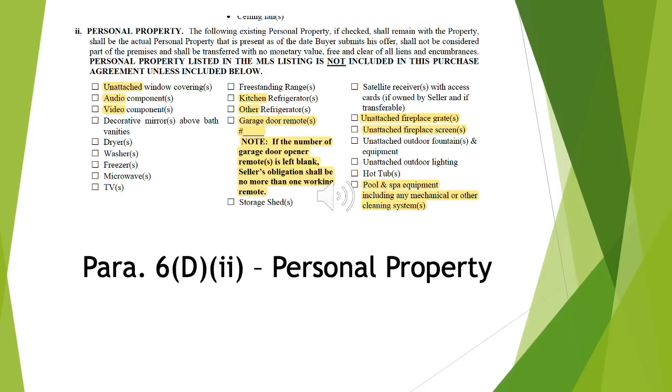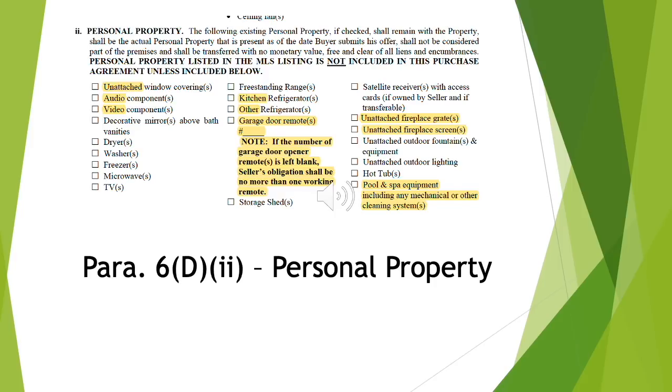In paragraph 62, our personal property paragraph, we made a few changes. You'll notice that we added unattached window coverings. We deal with attached window coverings in the fixtures section above. That's always been there. We broke down audio and video components into two separate sections. We broke down refrigerators into two sections: kitchen refrigerators and other refrigerators. So other refrigerators might be a refrigerator in our bar or a refrigerator out in the garage.